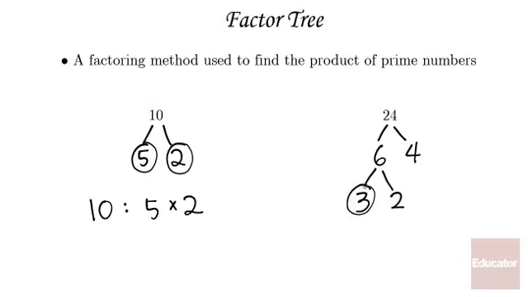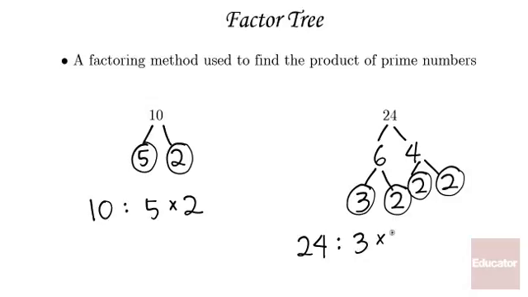This is a prime number. I'm going to circle it. This is a prime number. Okay, and then 4, I'm going to break up into 2 and 2. So these are prime numbers, circle this and that. Now all I have left are prime numbers. So the prime factorization of 24 would be 3 times 2 times 2 times 2.